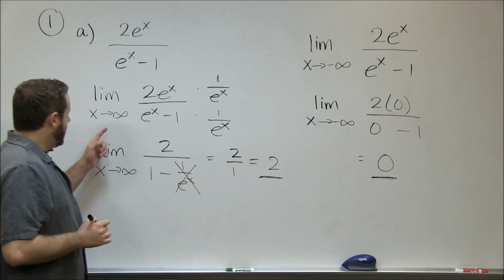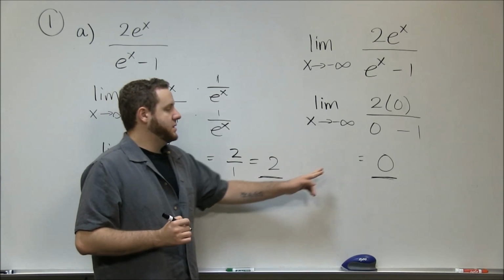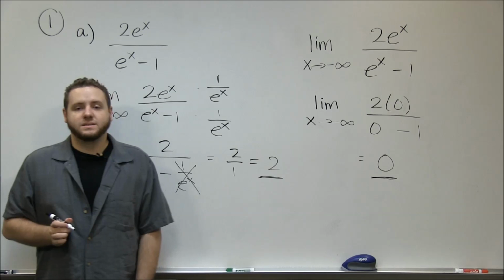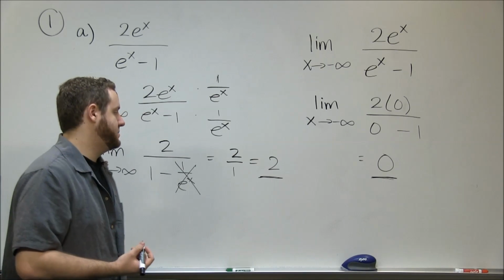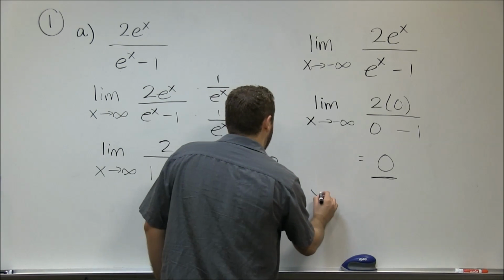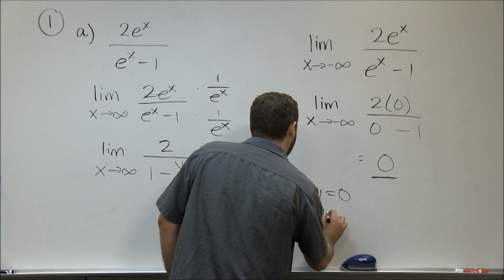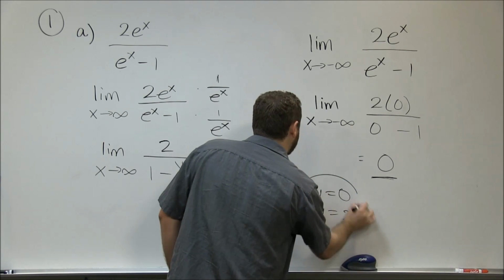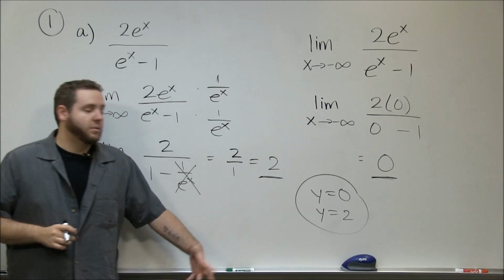So when we took the limit at positive infinity, we got 2. When we took the limit at negative infinity, we got 0. So that means we have 2 horizontal asymptotes, y equals 0 and y equals 2. And that would be your final answer here.